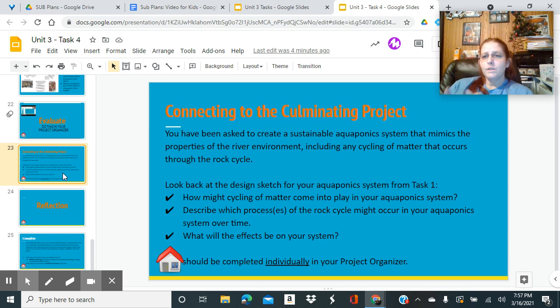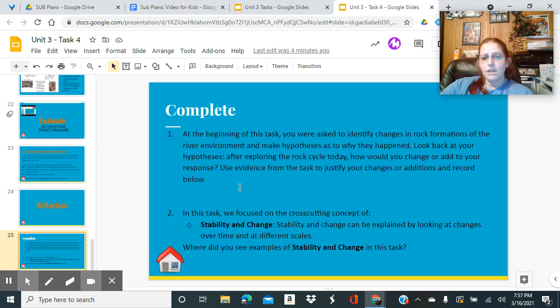Once you have that done in your project organizer, then you're going to go on to your reflection page. Your reflection is basically thinking about the tasks and identifying the changes of the rock formations in the river. You made a hypothesis about why that happened. You're looking back at your hypothesis and your rock cycle, and would you change your response after knowing what we know now? How would you change it and why?